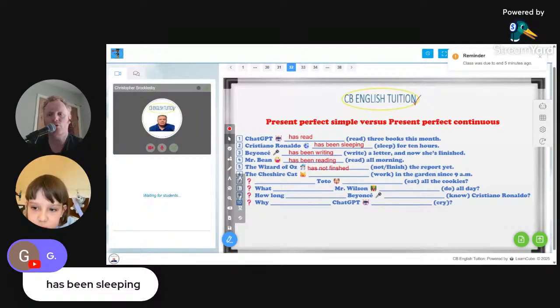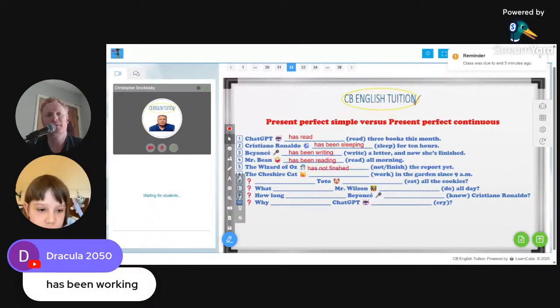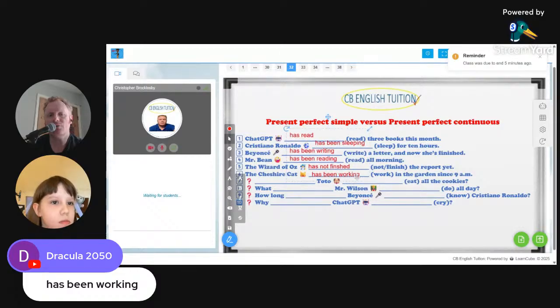Oh, Dracula. Does Dracula have the answer, Varvara? "Has been working." Yeah, can you read the full sentence for us? The Cheshire Cat has been working in the garden since 9 p.m. Sorry, one second, let me write it. Has been working. Long, continuous action. Present perfect continuous.